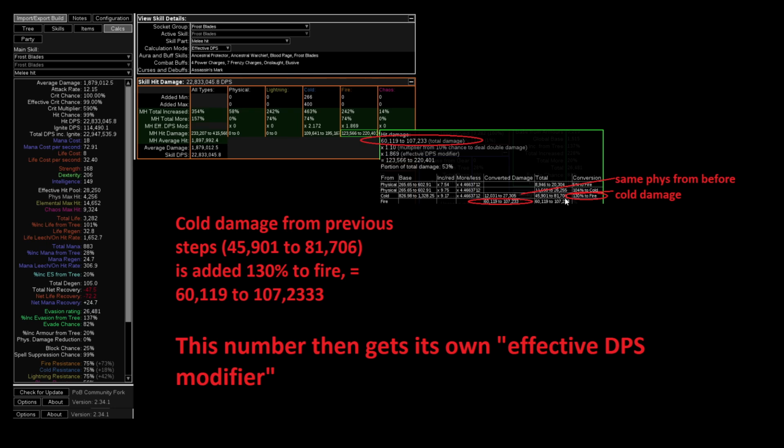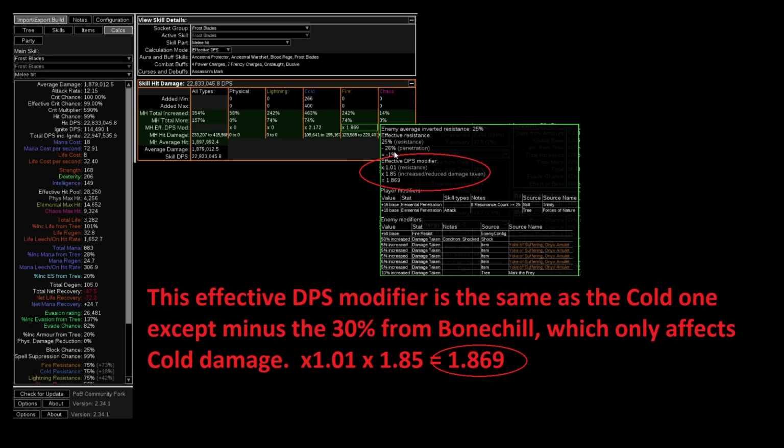And then this number here, which is the same number that we had from the cold tab, gets multiplied by 1.3 for fire damage, and that's where this number here comes from, 60K to 107K. Okay. Now that number, which shows up here, gets its own different effective DPS modifiers because fire damage modifiers are different, because fire doesn't benefit from bone chill. So that's why this number here is different.